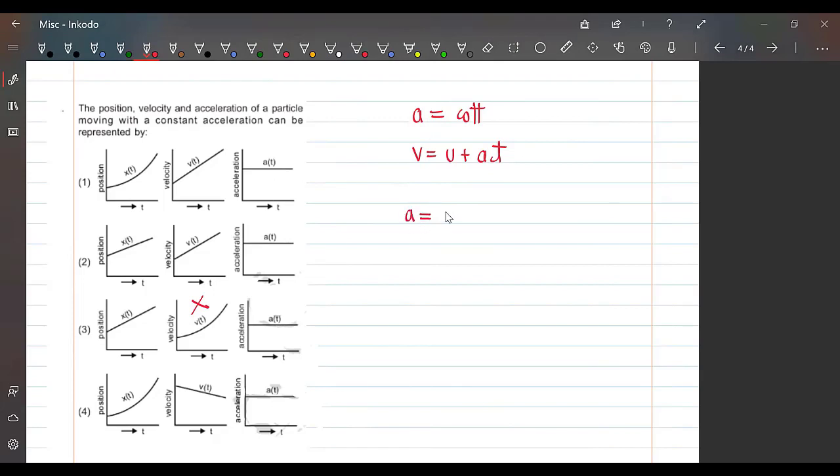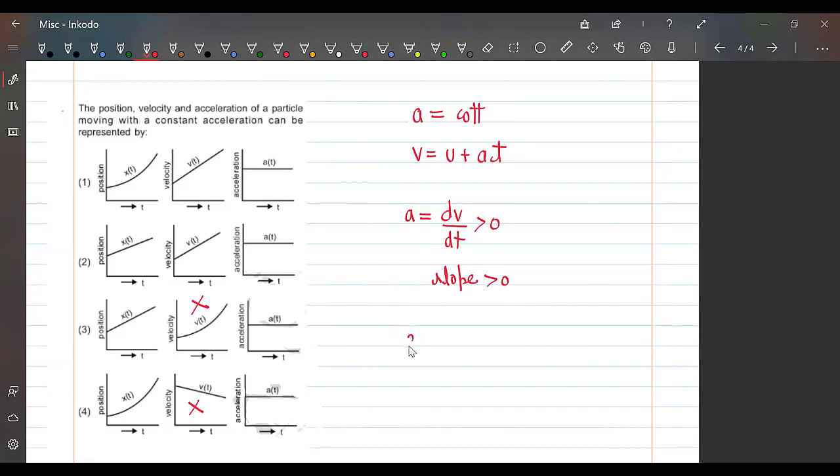We know that acceleration is dv by dt, and this is positive. That means the slope should be positive. So slope in this case is negative. So these two graphs are not possible.